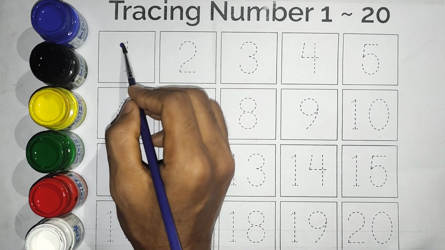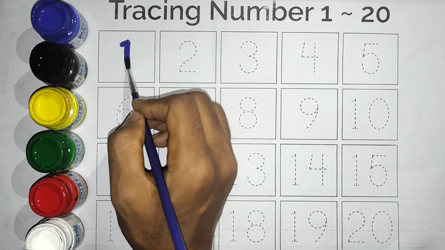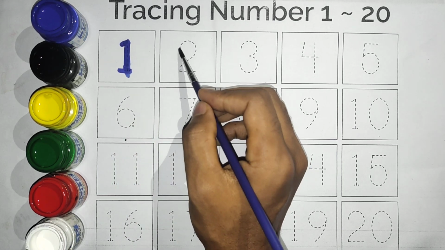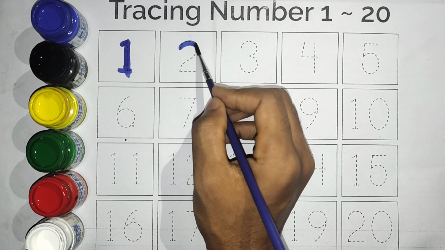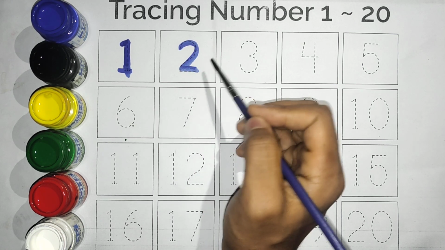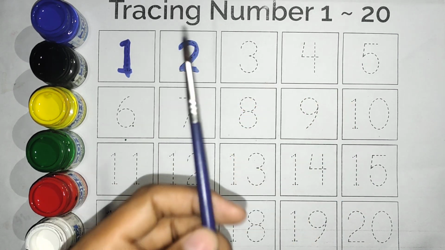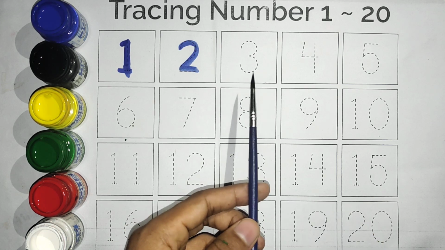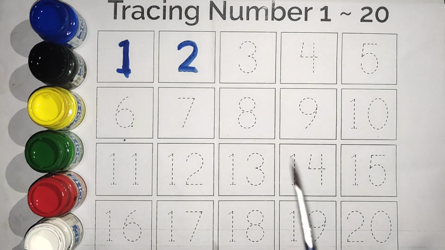1. O-N-E, 1. 2. The next number is 2. T-W-O, 2. Kids, the next one is 3 and use black color.